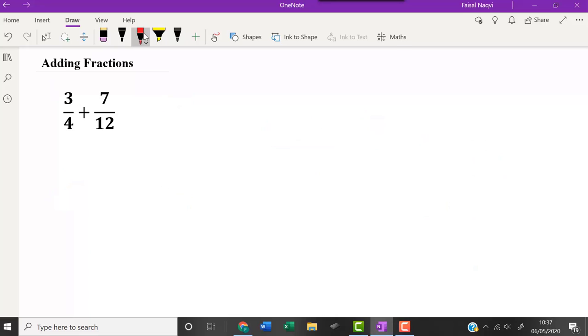Here's another adding fractions question. However, be careful. Do not cross multiply. If you cross multiply, the question becomes a lot harder. Let's take a look at this question. I've got 3/4 plus 7/12.